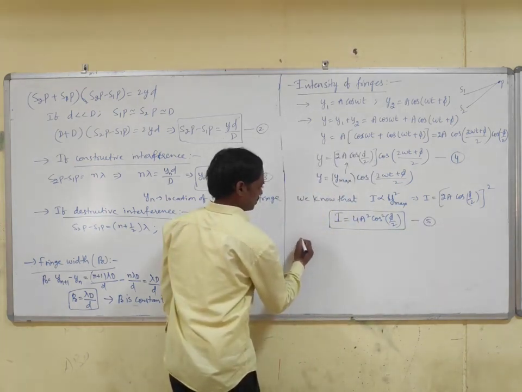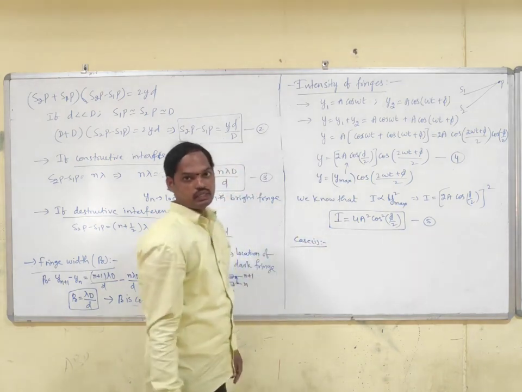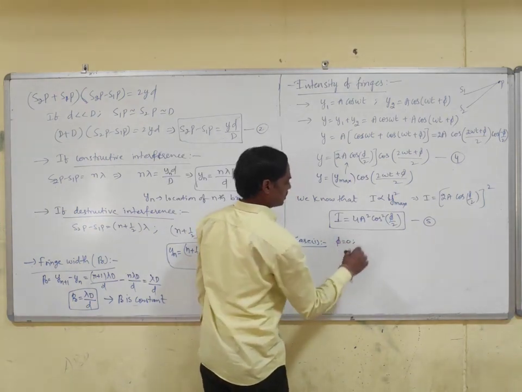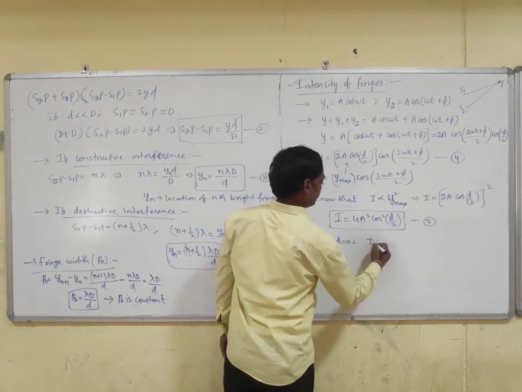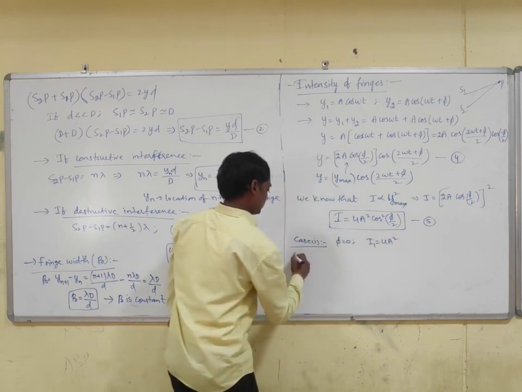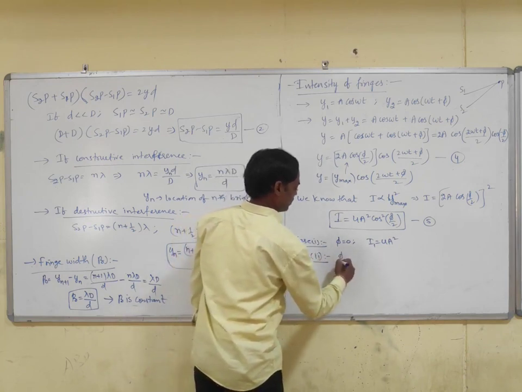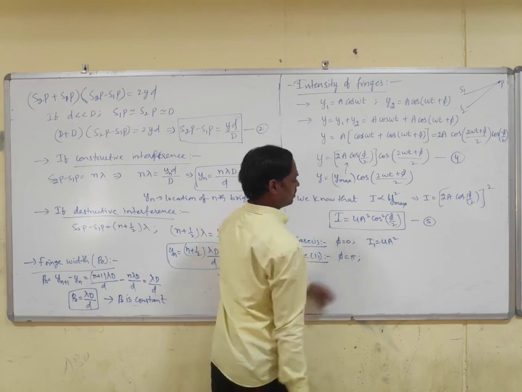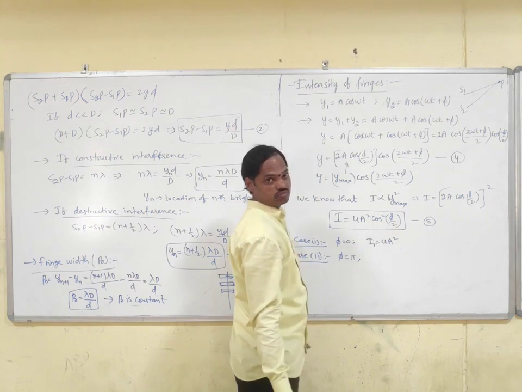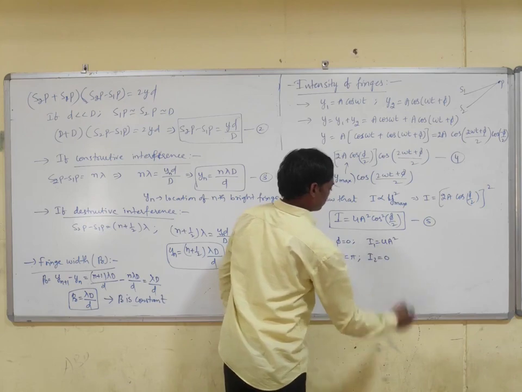For example, if you take case 1, constructive interference, phi is equal to what? 0. Cos 0 is 1. So I will be equal to what? 4a square. Case 2, destructive interference, phase difference is how much? Pi. Pi by 2 is 90 degrees. Cos 90 is how much? 0. So that's why I will become 0.